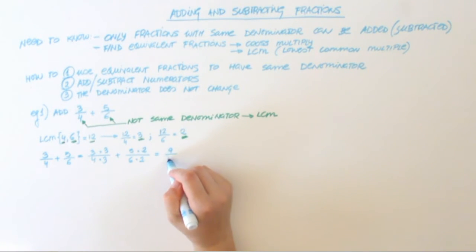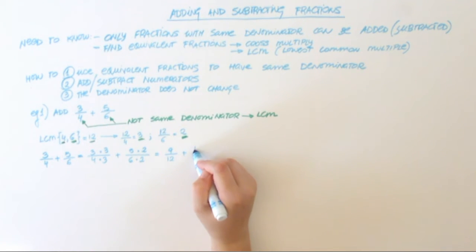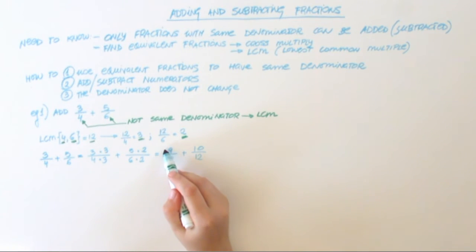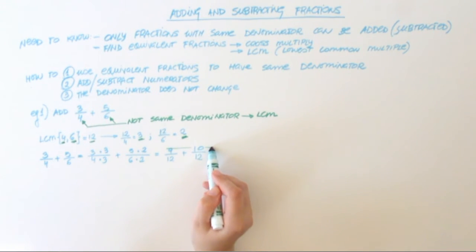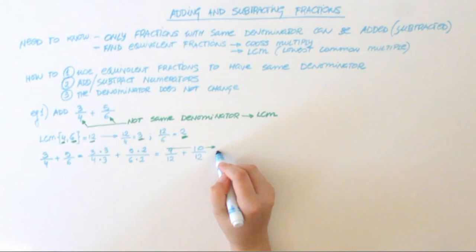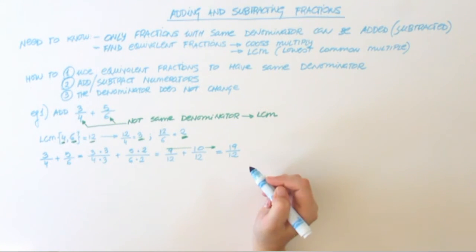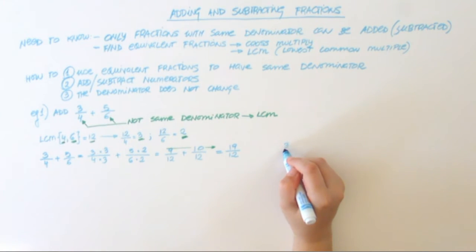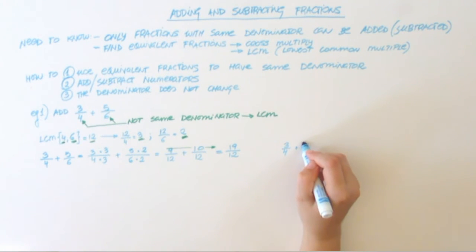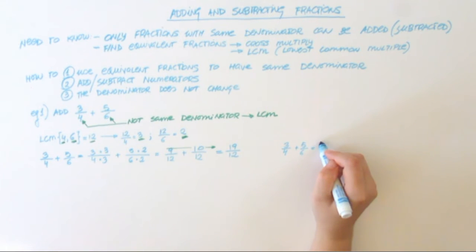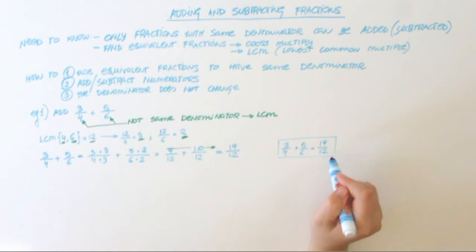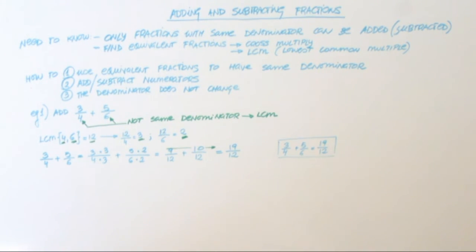Now I just need to do these operations. 3 times 3, 9, and 5 times 2, 10. Now that I've got the same denominator, I add the numerators. 9 plus 10, the denominator doesn't change, 19/12. So I can come from the beginning and say that that addition equals 19/12. That is the final answer, and I can box it.